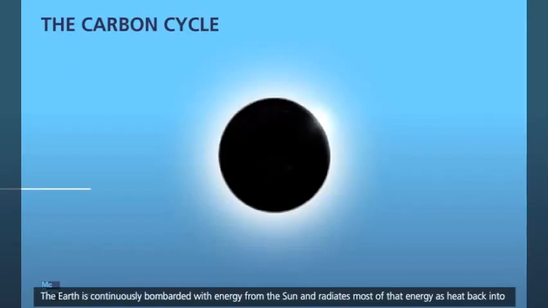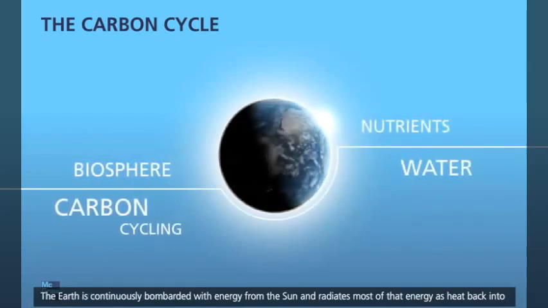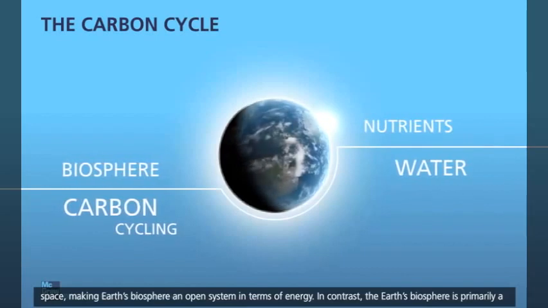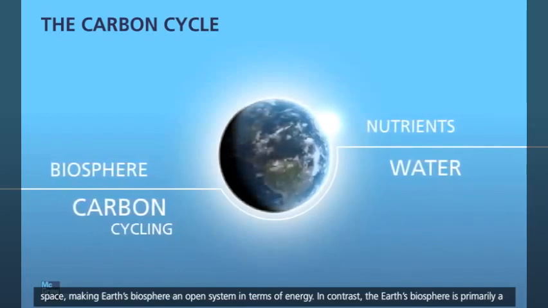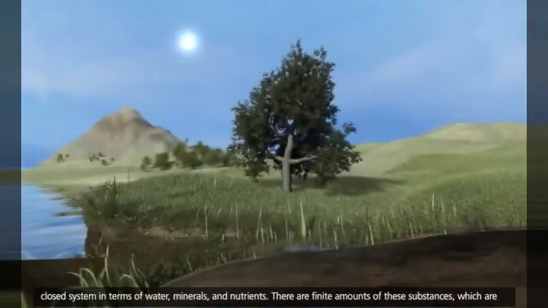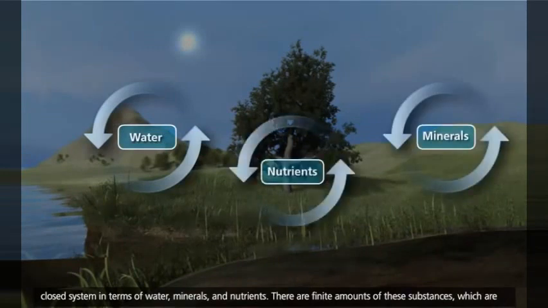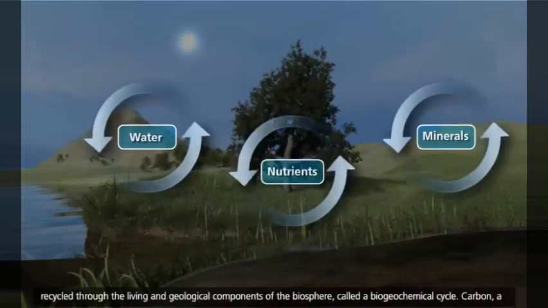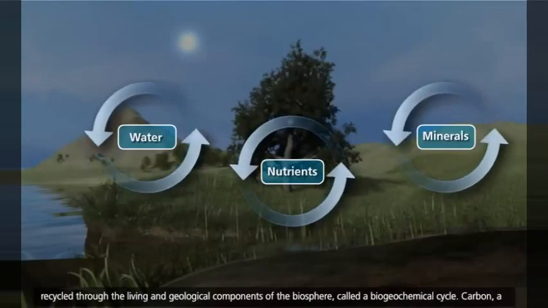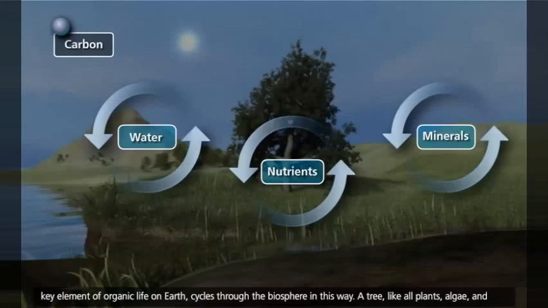The Earth is continuously bombarded with energy from the sun and radiates most of that energy as heat back into space, making Earth's biosphere an open system in terms of energy. In contrast, the Earth's biosphere is primarily a closed system in terms of water, minerals, and nutrients. There are finite amounts of these substances, which are recycled through the living and geological components of the biosphere, called a biogeochemical cycle. Carbon, a key element of organic life on Earth, cycles through the biosphere in this way.